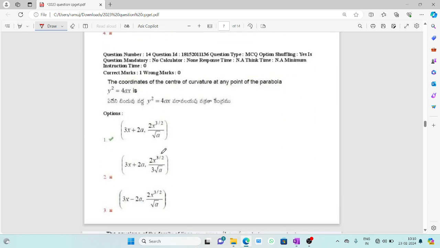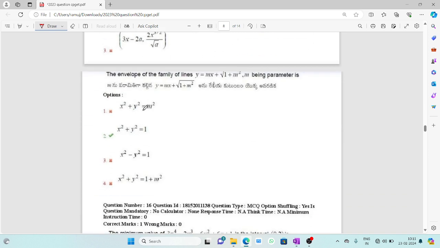And the 14th one, the coordinate of the center of curvature at any point of a parabola y square equal to 4x. This is also a general case, so no need to work it out. It is y square equal to 4ax. You directly know the coordinate points, whenever x square equal to 4a y, so that is a general case.